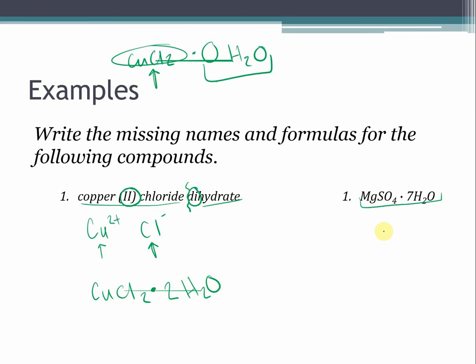Going the other way, again, we'll follow the same rules as always. Look at it in 2 separate pieces. First, let's just name this ionic thing. This metal right here is magnesium. This ion here, this SO4, that is sulfate.